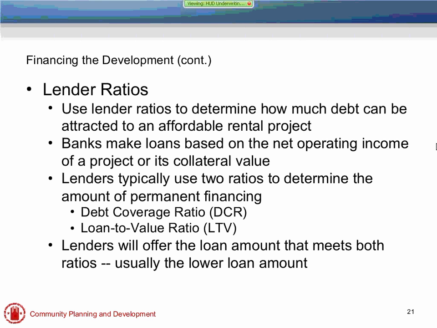Most lenders are going to underwrite using both of these ratios. They're going to calculate how much money they can loan and stay within a certain loan-to-value ratio that they want to meet, and how much they can loan and stay within a certain debt coverage ratio that they want to meet. Whichever amount is lower under the two ratios is going to determine the loan amount. Okay, next.